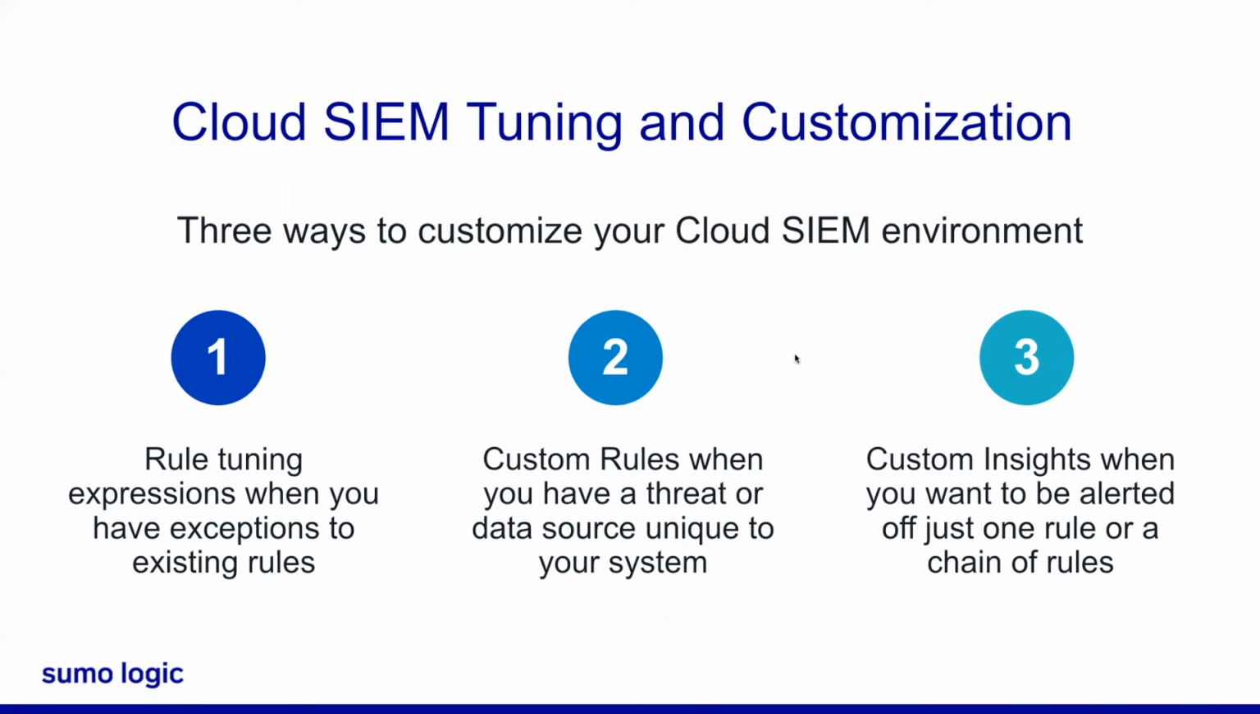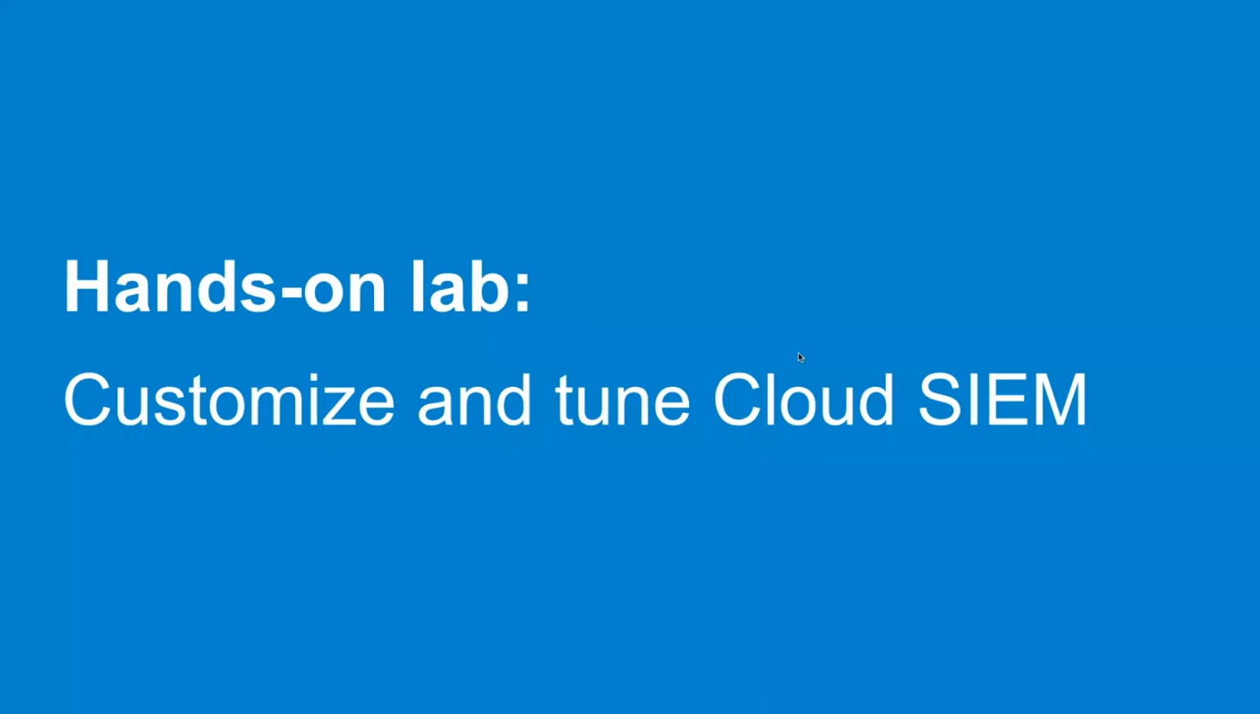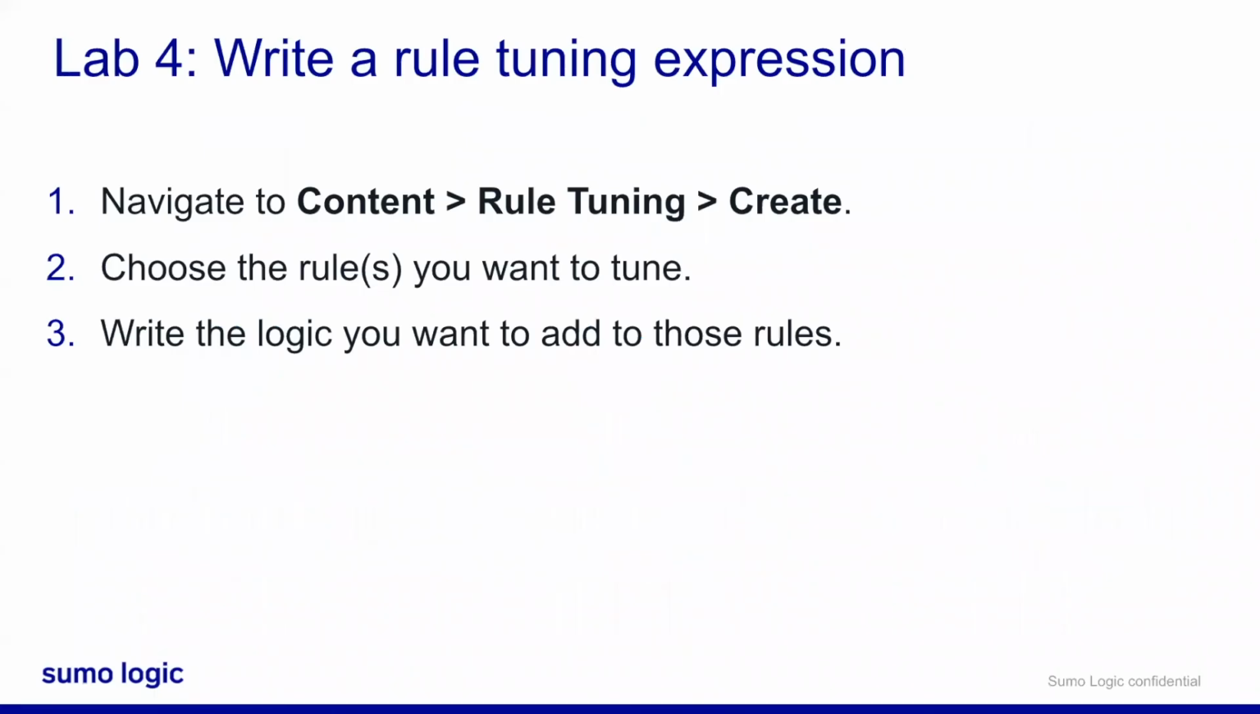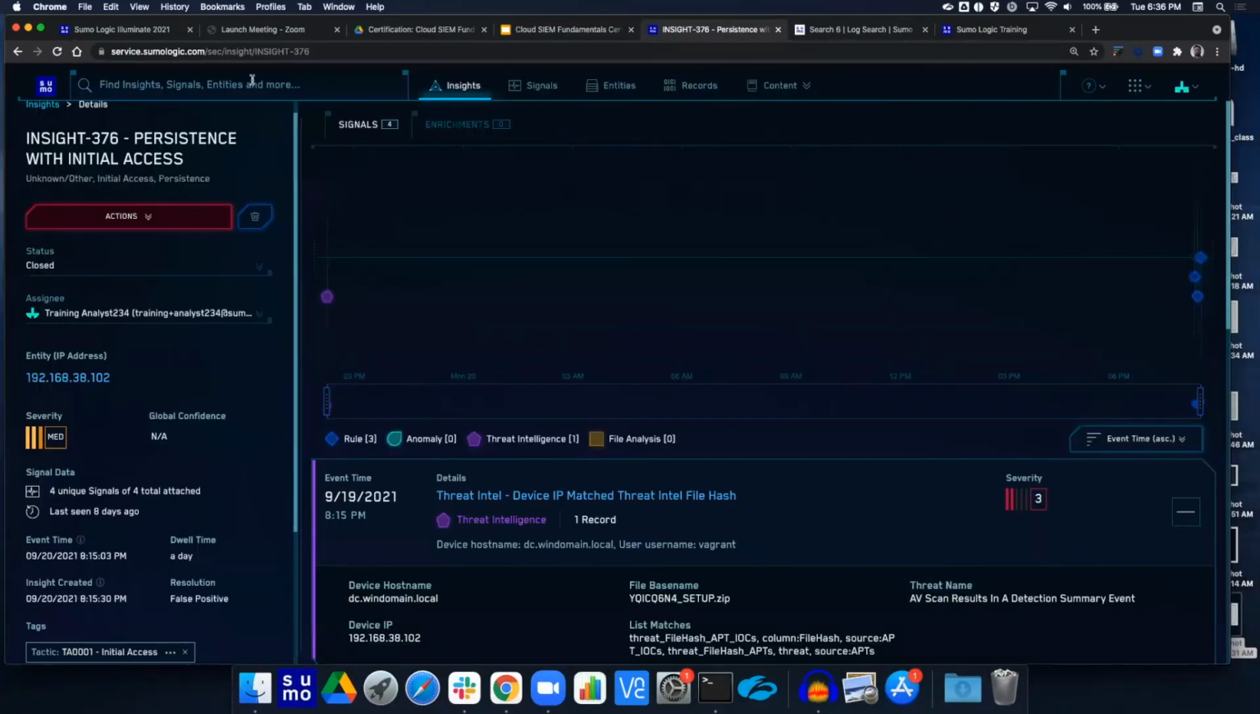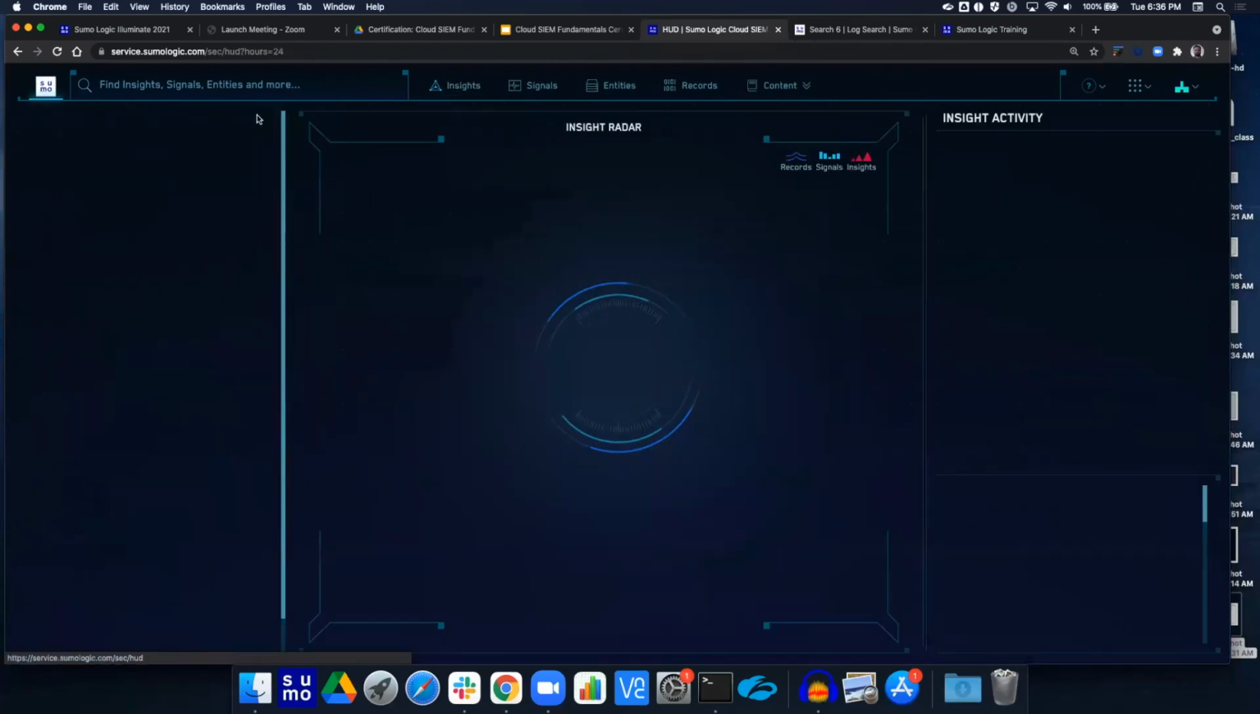All right, so now let's go ahead and do some hands-on labs. We're going to finish out our lab book with these next couple labs. So we're going to do lab 4, 5, and 6. And so let's go ahead and do them together. So I'm going to get out of my slide deck. I'm going to go back into my heads-up display in CloudSIM.